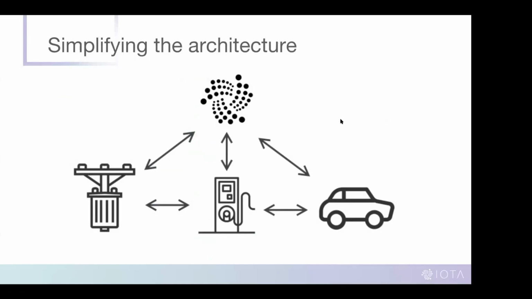And so instead of having a number of different operators with connections between various backends, you have a vehicle talking directly to the charger and then paying for and publishing history to the Tangle that can then be fetched back later. And then you can think about it on the other side as well, where you have a grid talking to the charger and paying for or selling electricity through that manner as well.